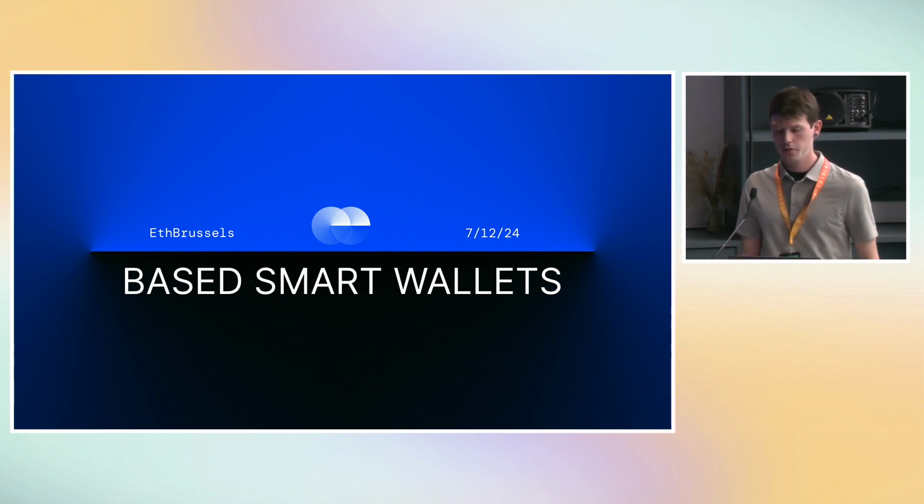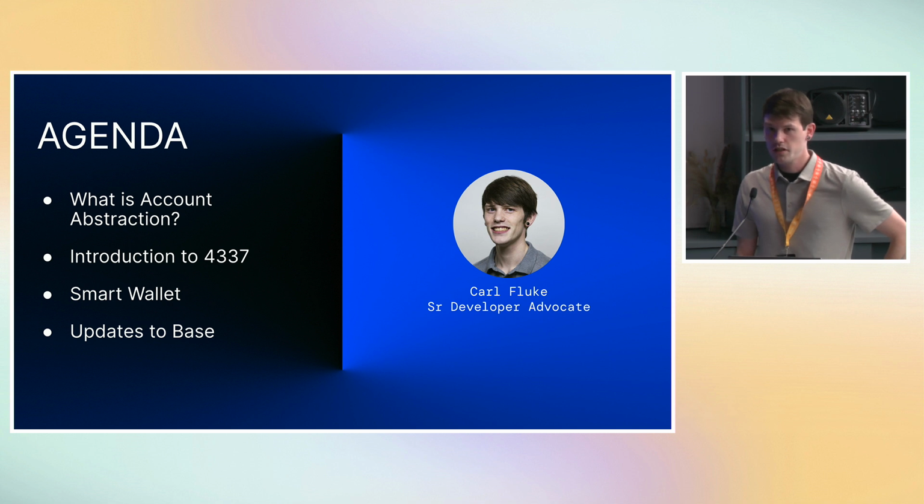My name is Carl Fluke, and today I want to talk about Base and our product, Smart Wallet. So the agenda today is I want to give a quick highlight to just what is account abstraction in general and what is 4337. So most of the time when I get questions about Smart Wallet or account abstraction in general, it comes down to some of these introduction points. So I always like to do a 101 on that.